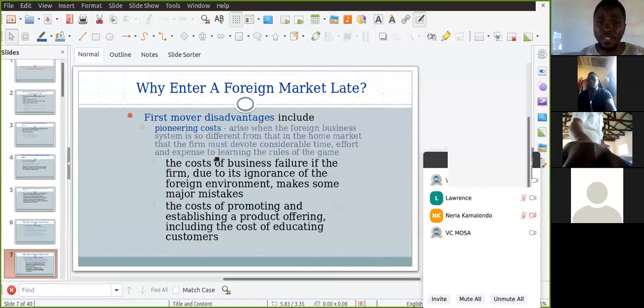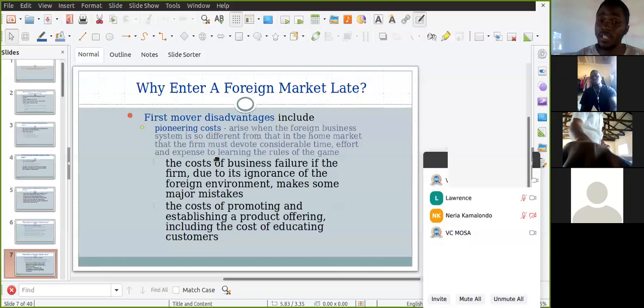You also experience a cost of advertising. People do not know about your firm in that given area. People do not know about your business in that given area. You need to advertise. You have to go into the field. How are you going to advertise? All those are costs that you're going to be experiencing.